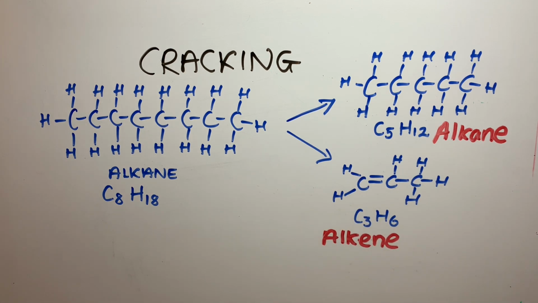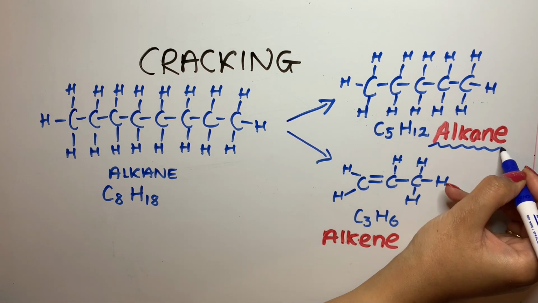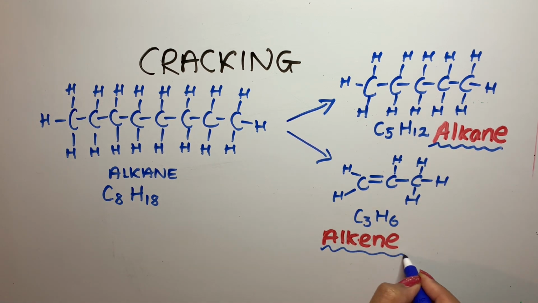And when we crack long-chained hydrocarbon molecules, we always produce an alkane and an alkene. So you always get an alkane and an alkene. And the alkenes can then be used to join together to form polymers.